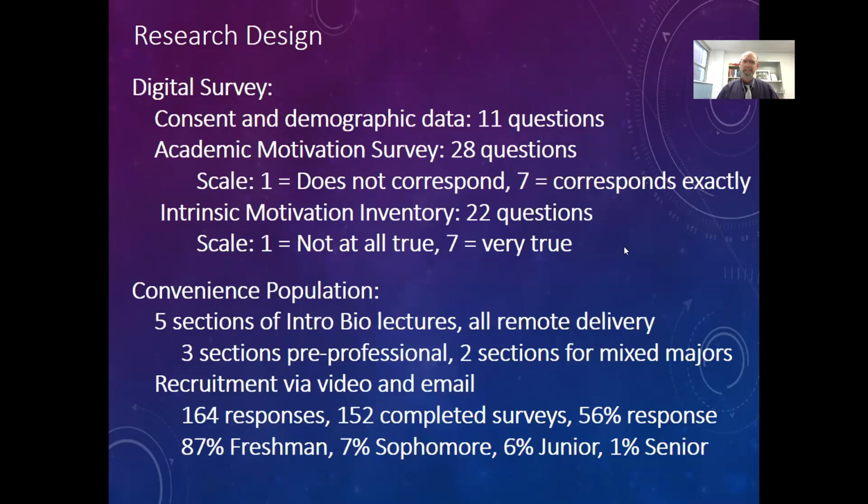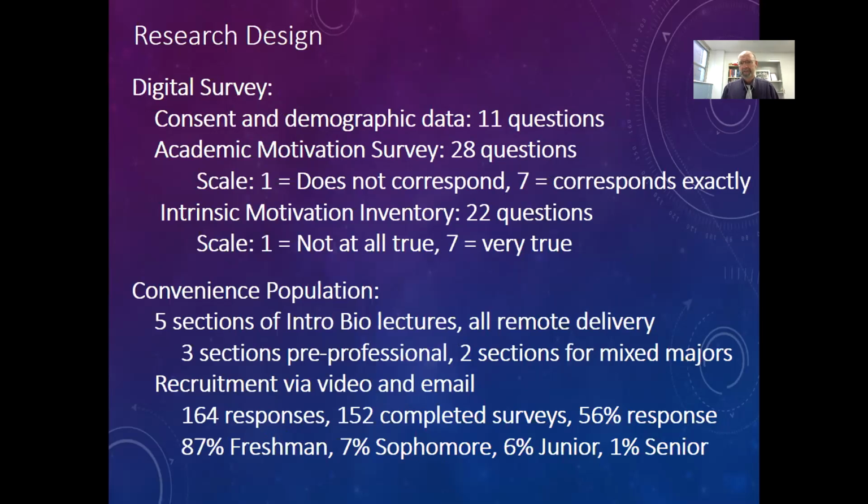So getting into the digital survey and the convenience population, you'll see we did some demographic studies. We then looked at the academic motivation survey, taking 28 questions out of those on a 1 to 7 scale. The intrinsic motivation inventory, again, 22 questions, a 1 to 7 scale. Does this relate to me as a person, or is it not at all relevant to me? So again, a 1 scale, not relevant, all the way up to 7: this is very true of me, or it corresponds exactly to me.